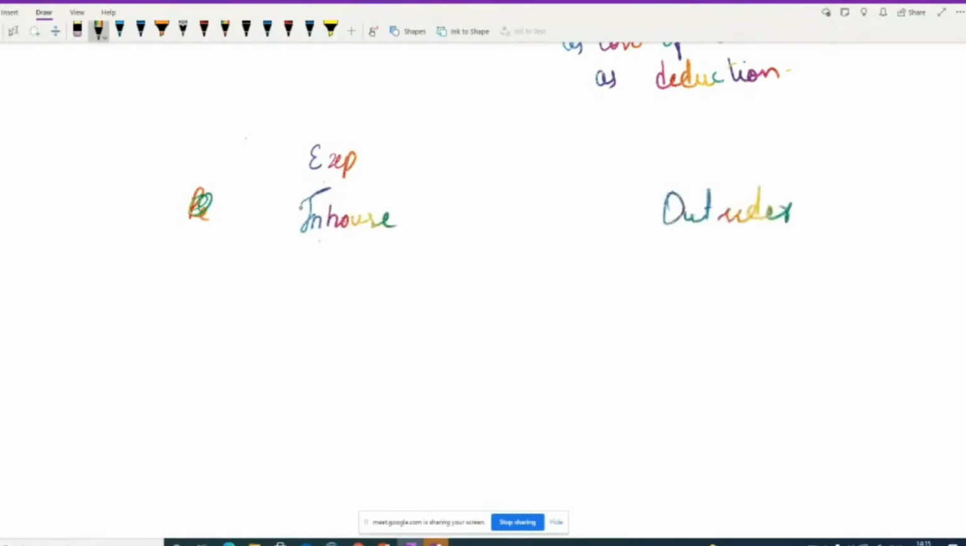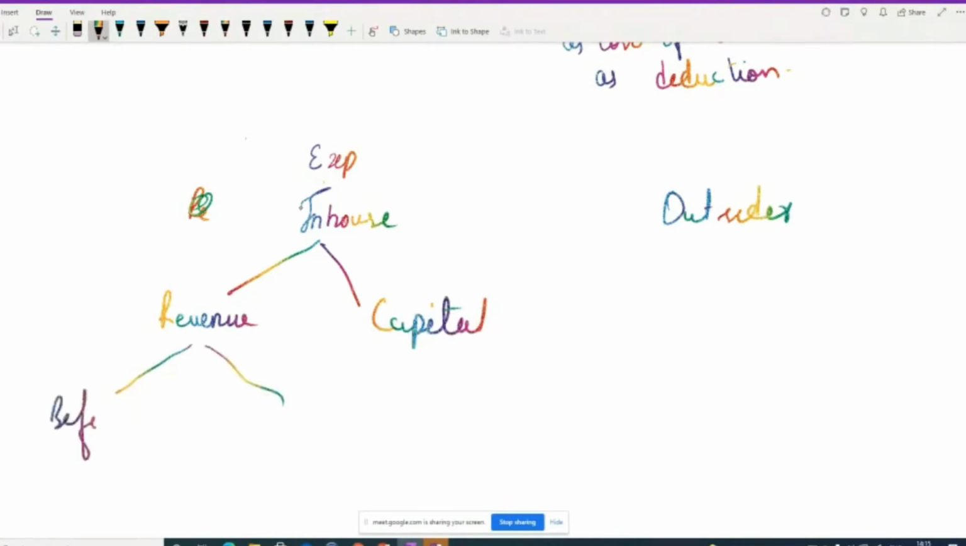Next, you can further bifurcate this in-house, out-house into revenue and capital. And further, revenue you can divide into before commencement and after commencement. In before commencement, you can take only 3 years.